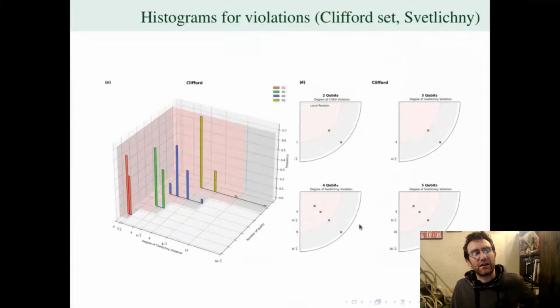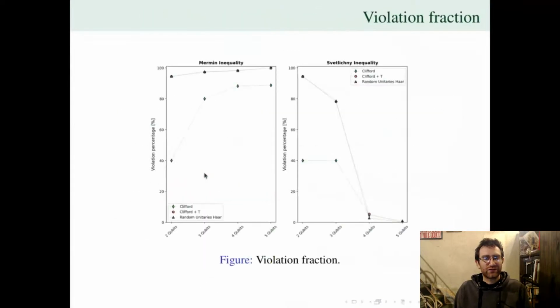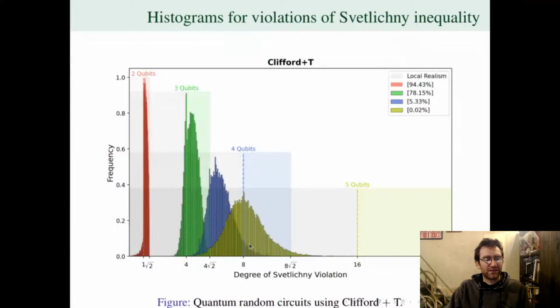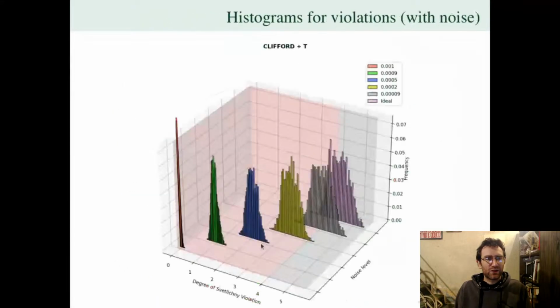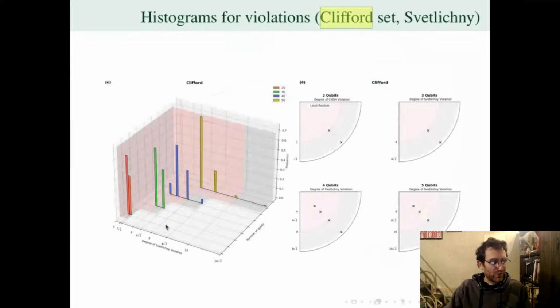Another important thing is to use only Clifford circuits. If you use only Clifford circuits and you compute the histograms of violation, instead of obtaining a continuous range of values like the ones that we get here, you obtain somewhat discrete peaks. You obtain that the maximal violation degree of the Svetlichny inequality for states prepared using only Clifford circuits is concentrated in some very specific values.